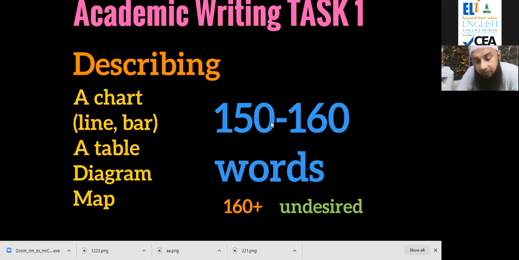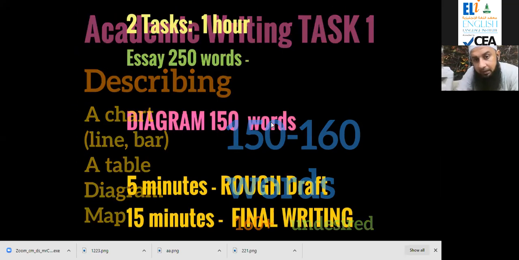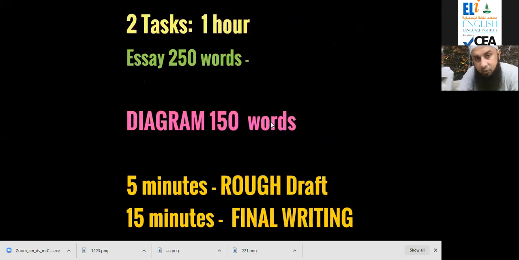So this is the first thing they expect from you. And then task 2 has an essay, that is day after tomorrow, on Wednesday. We'll have task 2. This is task 1. So we'll be working on only task 1 tonight. It's a diagram of 150 words.